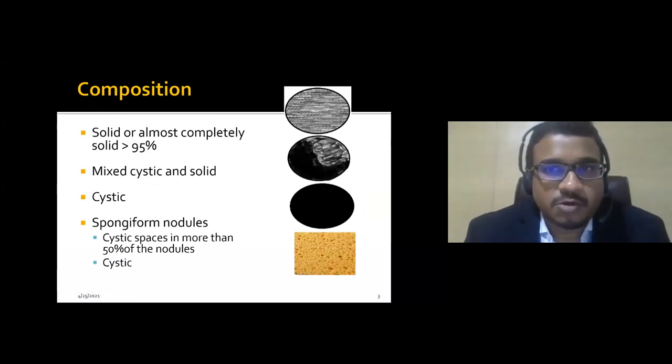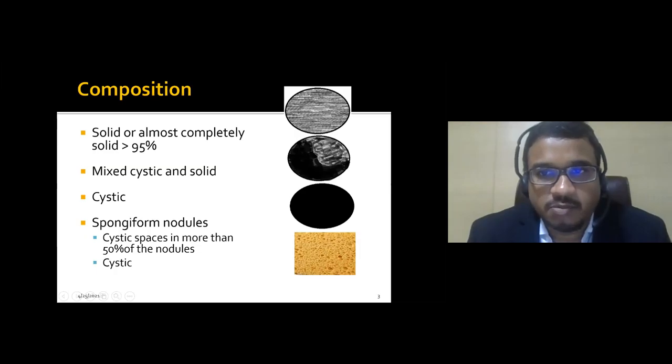First I'll be telling you about the composition. Composition means, as you can see, this is for pictorial purposes, when a nodule looks somewhat like this, that means the entire nodule is solid or more than 95% solid. It is called a solid lesion. The nodule can be mixed, with this solid component here and this blackish one the cystic component. So this is a mixed solid and cystic lesion. Or you can have a cystic lesion, or a spongiform nodule, which appears like the cut section of a sponge, wherein more than 50% of the nodule will have small cystic spaces.